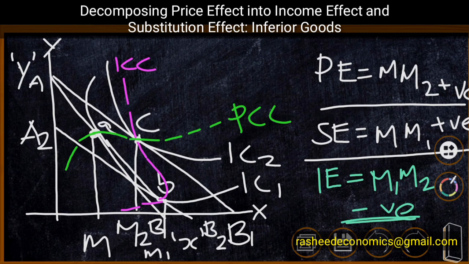The ultimate consumption point, which shows the price decrease of the commodity, the PCC, is positively sloping, and therefore the price effect is positive, and in case of income effect it is negative. Negative income effect is applicable to the case of an inferior good.